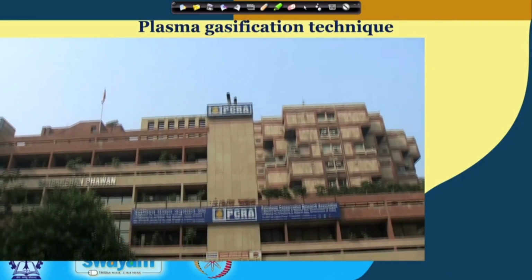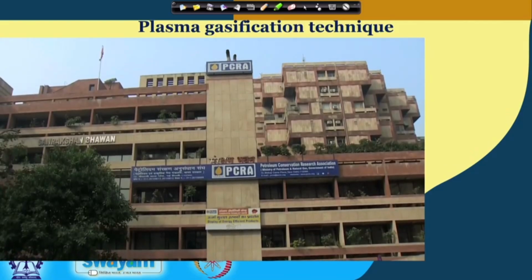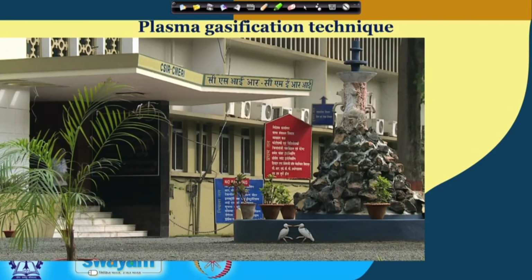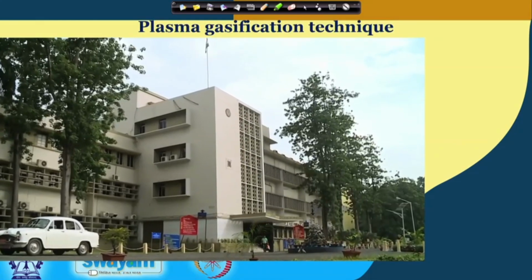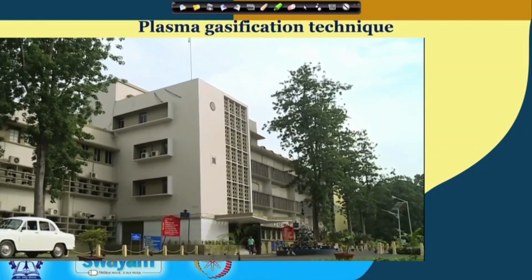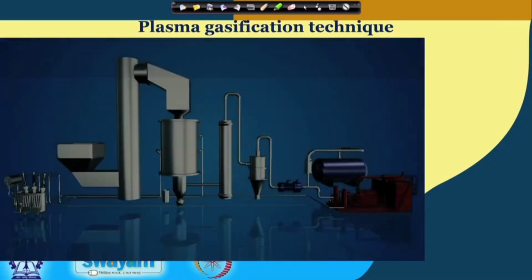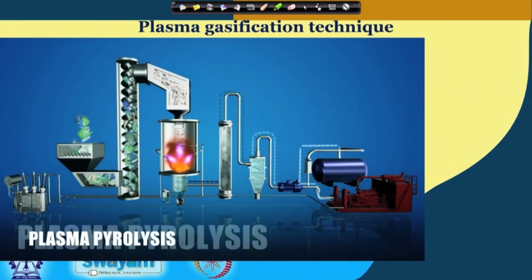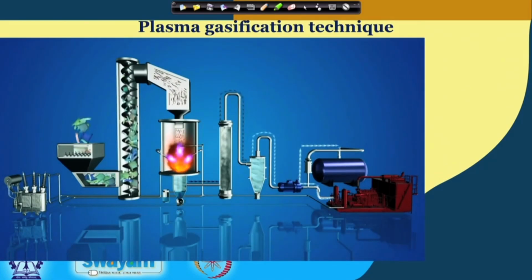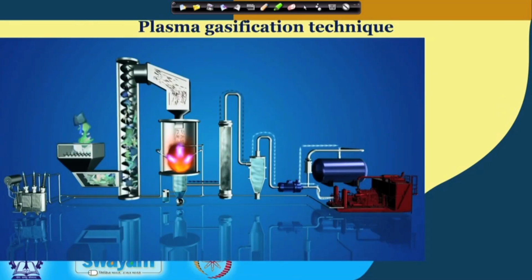Hence, the Petroleum Conservation Research Association, in collaboration with CSIR-CMERI, developed an innovative technology for environmentally safe disposal of plastic waste along with energy recovery. The technology, plasma pyrolysis, transforms high calorific thermoplastic wastes into a valuable synthetic gas, which can be applied to gas turbines for power generation. It can also be used as a synthesis gas for hydrogen production.